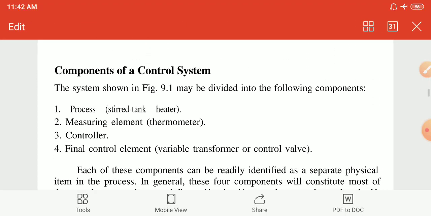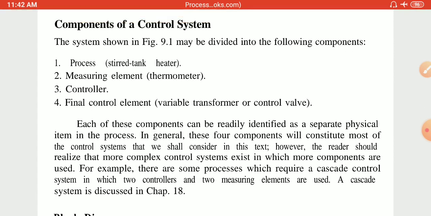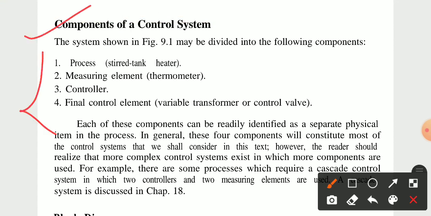Now we will see the components of a control system. This part is the introduction we have seen. After this we will see the block diagram and standard block diagram symbols with negative and positive feedback. The system in figure 9.1, which we have seen, may be divided into the following components. The first is the process, the stirred heater. Second is the measuring element, the thermometer. Third is the controller, and the fourth is the final control element, a variable transformer or control valve.